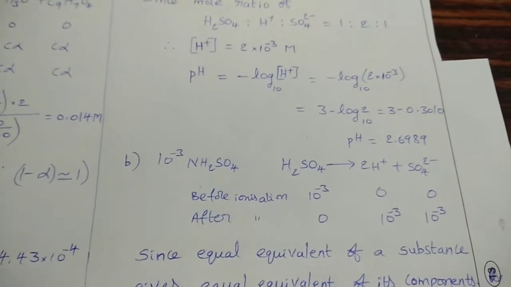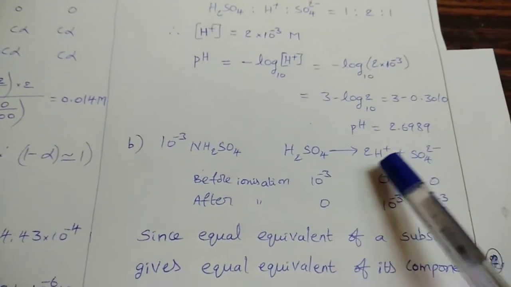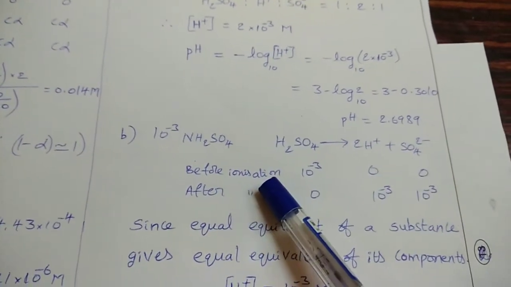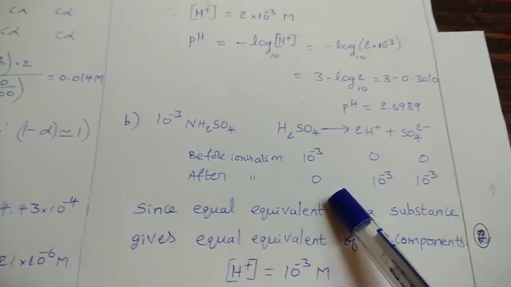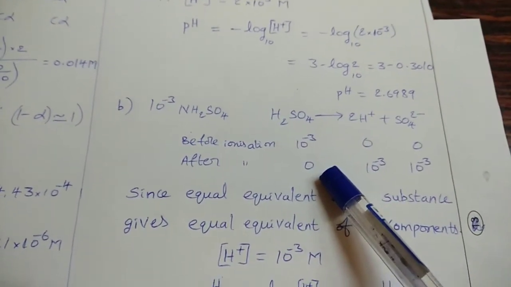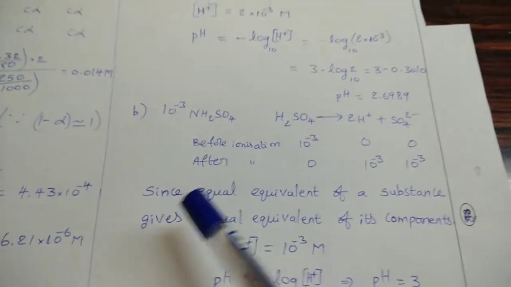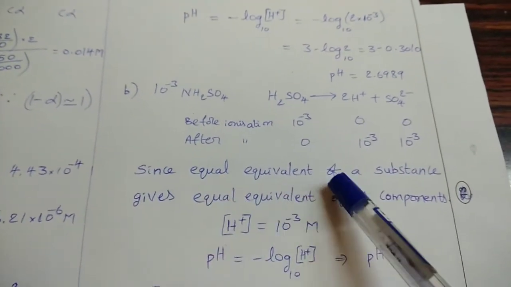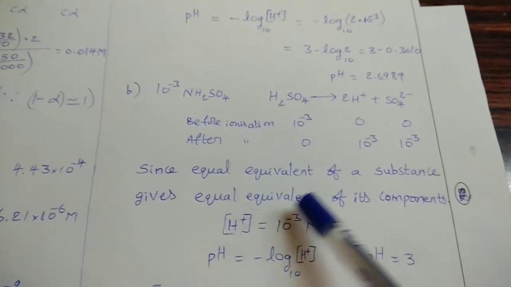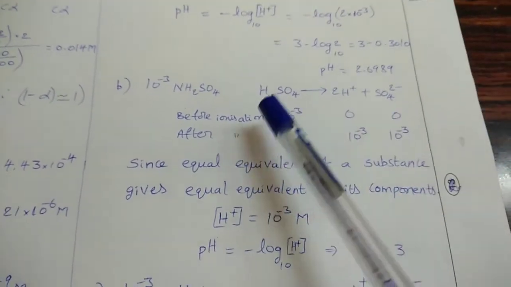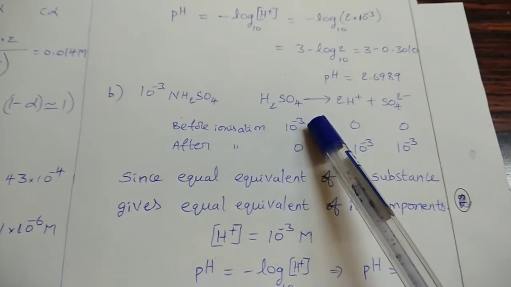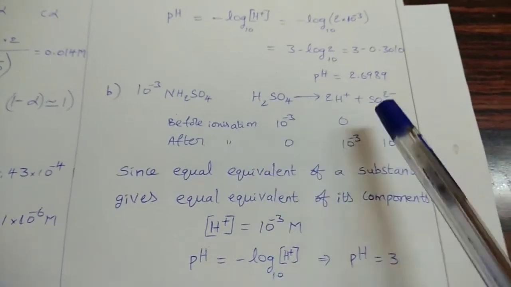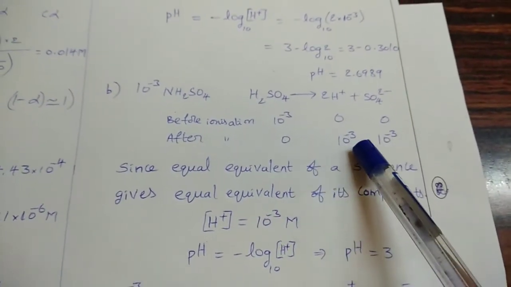Next, 10 power minus 3 normal H2SO4. Here also H2SO4 is a strong acid and ionizes completely to produce these ions. Before ionization we have the normality of H2SO4 as 10 power minus 3, 0, 0. After ionization, it becomes 0, 10 power minus 3, 10 power minus 3. Remember this point: since an equivalent of a substance gives an equivalent of its components. Here how many equivalents of H2SO4? 10 power minus 3. Here also the same number of equivalents are produced, not 2 into 10 power minus 3. Remember this, understand this difference.